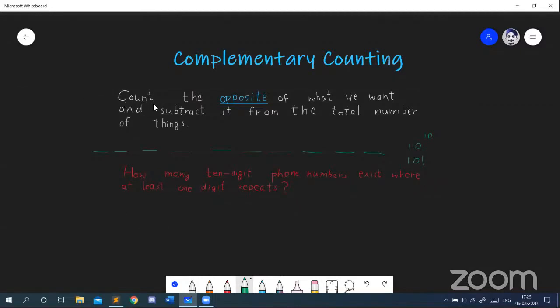And here's the idea. Count the opposite of what we want and subtract it from the total number of things. So if you take all the phone numbers that are 10 digits and you subtract those numbers in which no digit repeats, then you get the number of phone numbers where at least one digit repeats. I hope you'll agree, right?